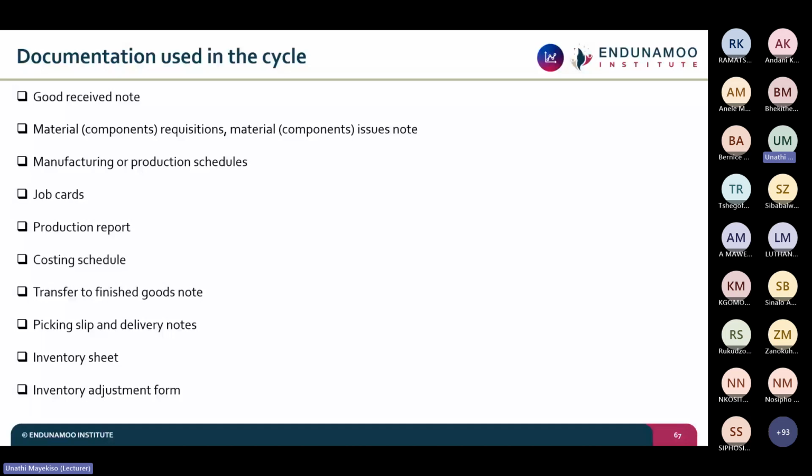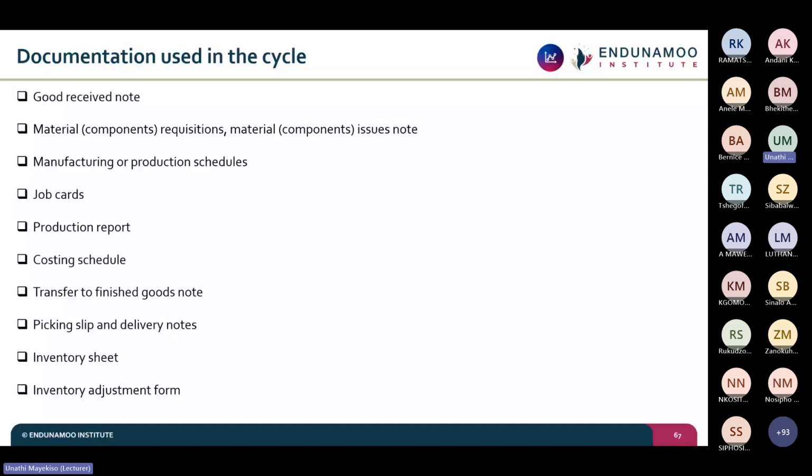You'll have job cards where people clock in and out and log the work they're doing in terms of production. You'll have a production report showing how far you are, and a costing schedule showing how much has been put into production at this point. Then a transfer to finished goods note, where you take things out of work in progress and move them into finished goods. By that logic, you'd also have a transfer from raw materials into work in progress. A picking slip, delivery notes, an inventory sheet listing your total inventory, categorized into raw materials, work in progress, and finished goods, and then an inventory adjustment form.